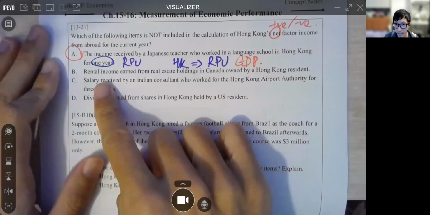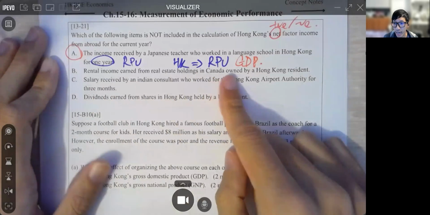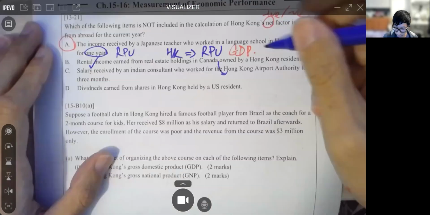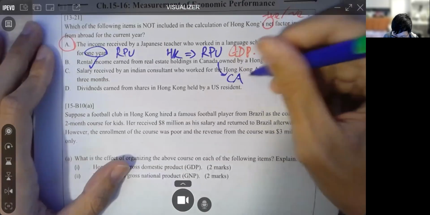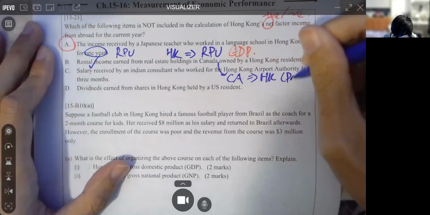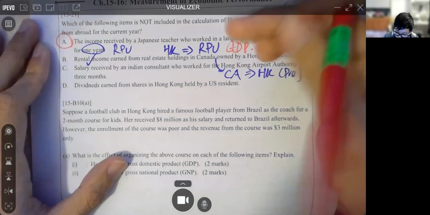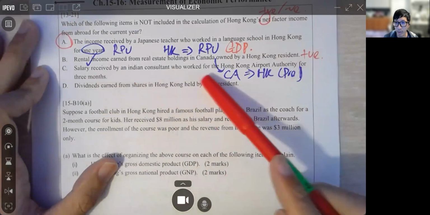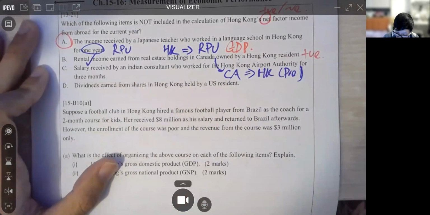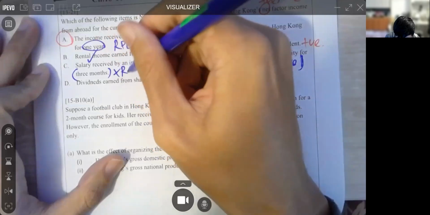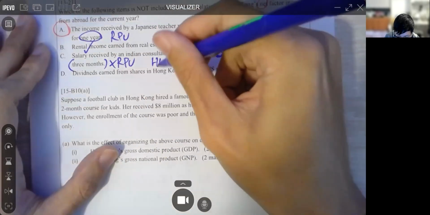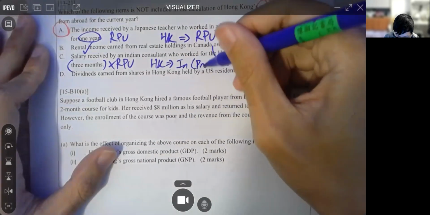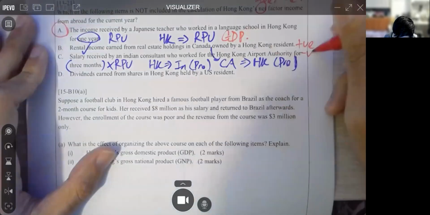即中啦，係咪？我哋睇埋之後啦，rental income earned from real estate in Canada owned by a Hong Kong resident，即係咩意思啊？Here rental income production, right? Now Canada pay money to Hong Kong for production. Okay, so this is a positive item. OK，好啦，C salary received by an Indian consultant who works for 3 months，3個月，即係咩意思啊？This is not RPU. So what happens is that Hong Kong pay money to India, OK, for production. This is a negative item.